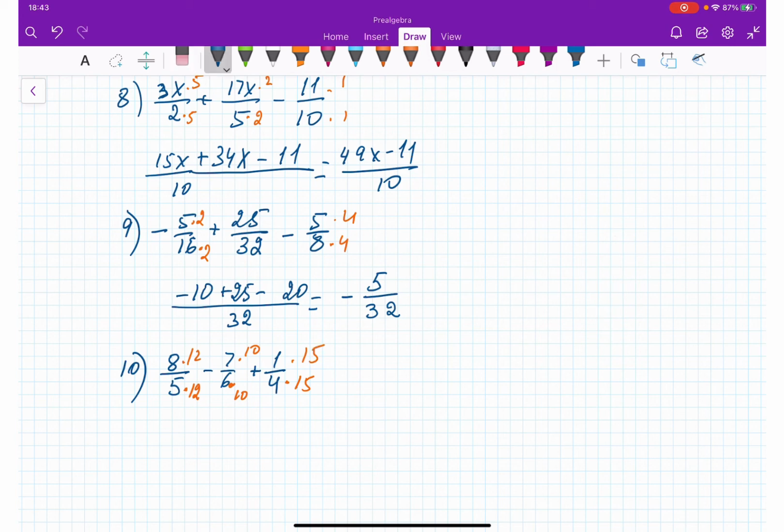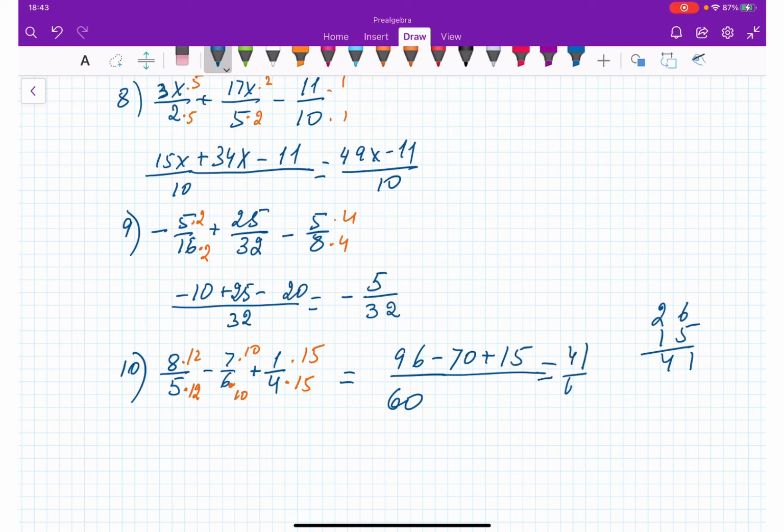And we are getting, here we have 60, and we get 8 times 12, or 12 times 8, I would say. It's going to be 96, minus 7 times 10 is 70, and plus 15. So 96 minus 70, it's going to be 26. 26 plus 15, it's going to be 41. 41 over 60.